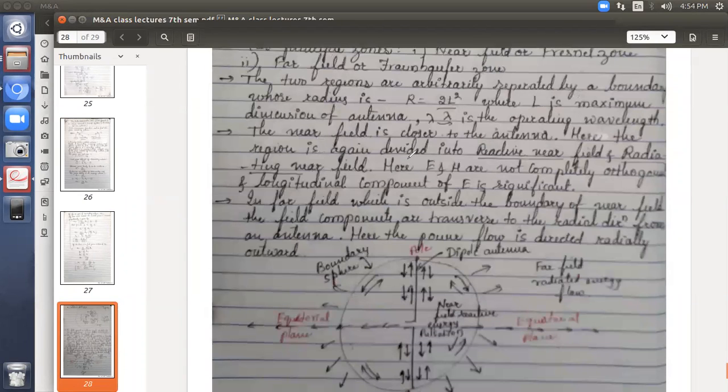It's a very important point to be noted. In the near field, whatever electromagnetic waves come out from the antenna whenever it starts working, they are not completely perpendicular, because you have studied that in electromagnetic waves, E and H are perpendicular to each other. But in the near field zone, they are not completely perpendicular. There are two types of waves, longitudinal and transverse. So here in the near field, the longitudinal component of E is more dominant.